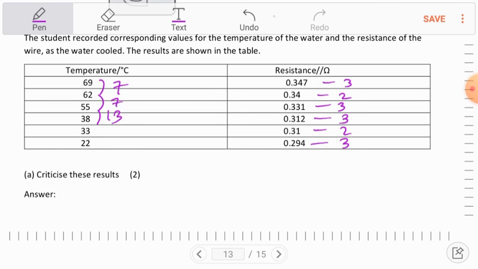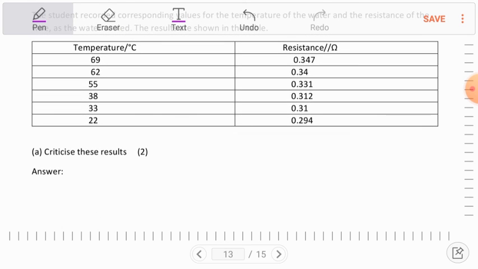So again, the results would be more valid if we took measurements with a consistent pattern. That's why this is not a very reliable result, because the temperature is not in a consistent pattern and the significant figures of the resistance are also not in a consistent pattern. So we can write the answers. There is an inconsistent number of decimal places for resistance.